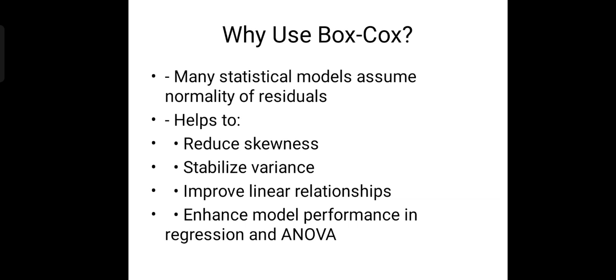The Box-Cox transformation is a statistical tool that transforms non-normal data into a normal distribution. This transformation can improve the accuracy of predictions made using linear regression.